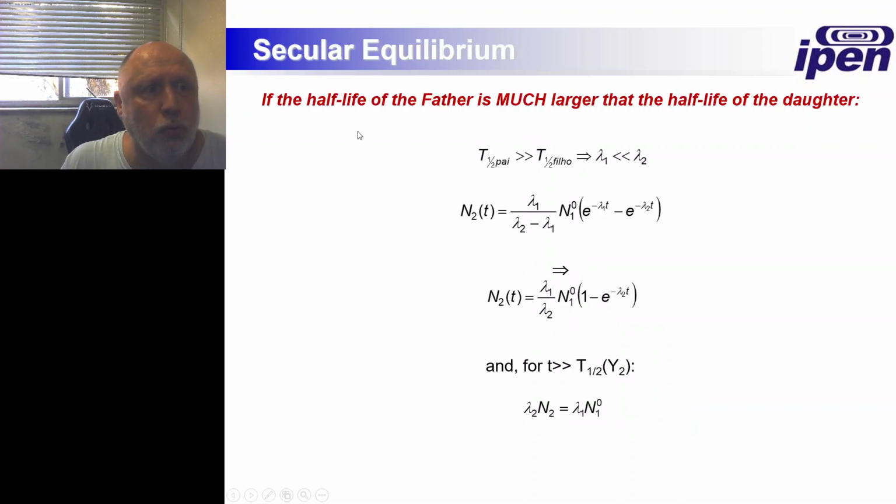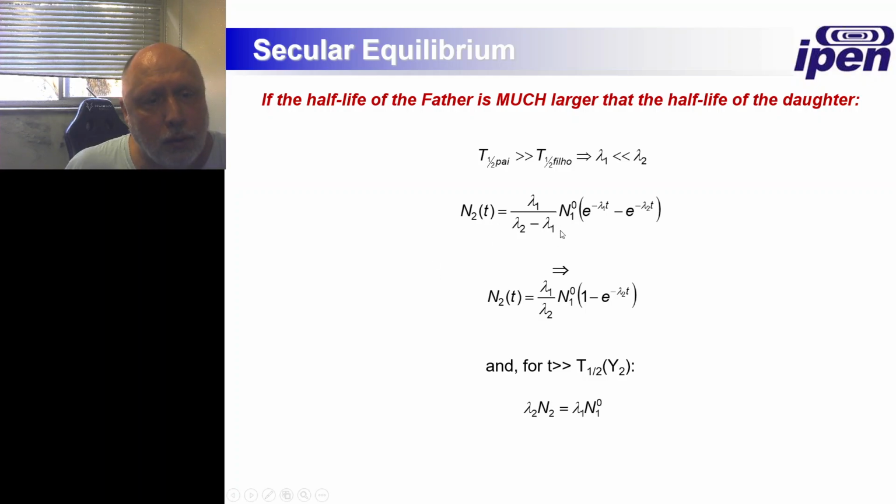Now, there are some cases in which this equation can be a lot simplified. One of them is when the half-life of the father is much larger than that of the daughter. If the half-life of the father is much larger than the daughter, it means the decay constant of the father is much, much smaller than the decay constant of the daughter. This means that this number is much larger than this one. Say it's 1 million minus 1. It's still a million, right? To a very good approximation.